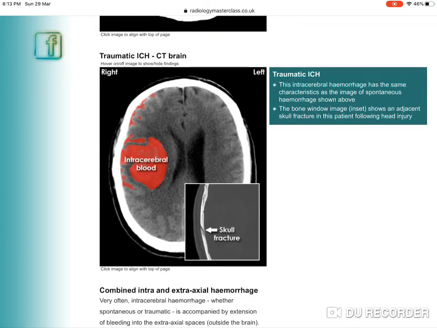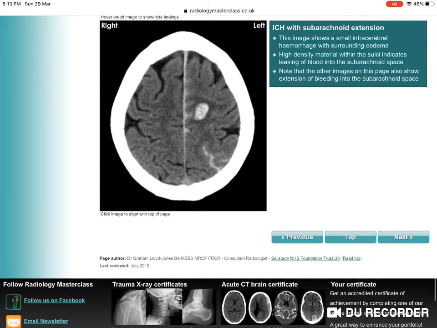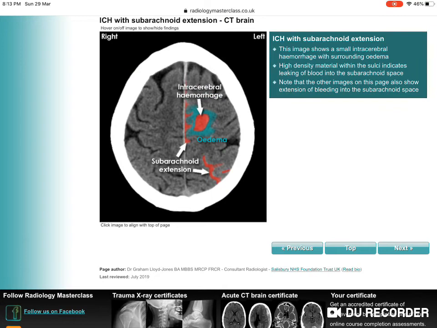Traumatic ICH. This intracerebral hemorrhage has the same characteristics as the image of spontaneous hemorrhage shown above. The bone window image shows an adjacent skull fracture in this patient following head injury. ICH with subarachnoid extension. This image shows a small intracerebral hemorrhage with surrounding edema. High density material within the sulci indicates leaking of blood into the subarachnoid spaces. Note that the other images on this page also show extension of bleeding into the subarachnoid space.